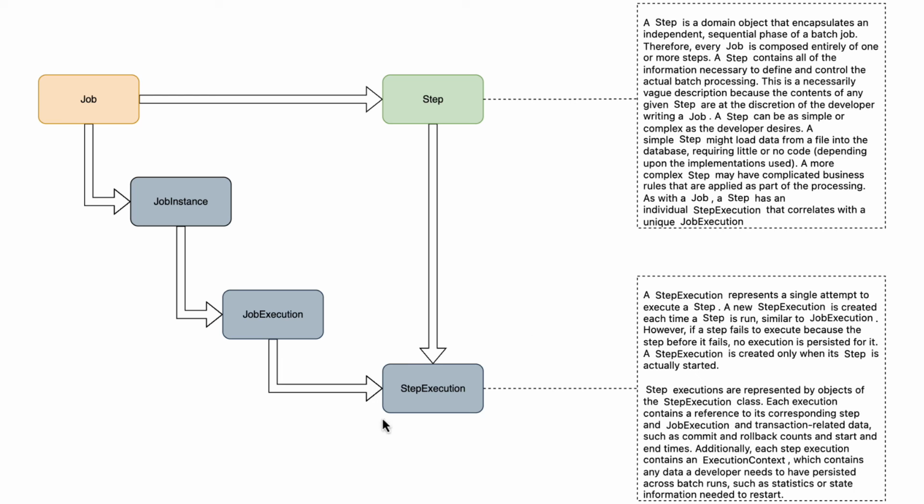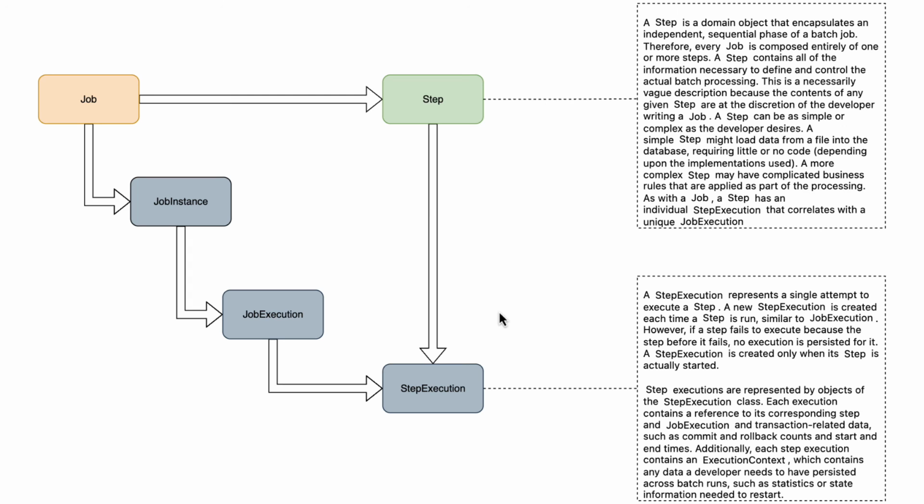A step execution represents a single attempt to execute a step. A new step execution is created each time a step is run, similar to the job execution. However, if a step fails to execute because the step before it fails, no execution is persisted for it. A step execution is created only when the step is actually started. And step executions are represented by objects of the StepExecution class.